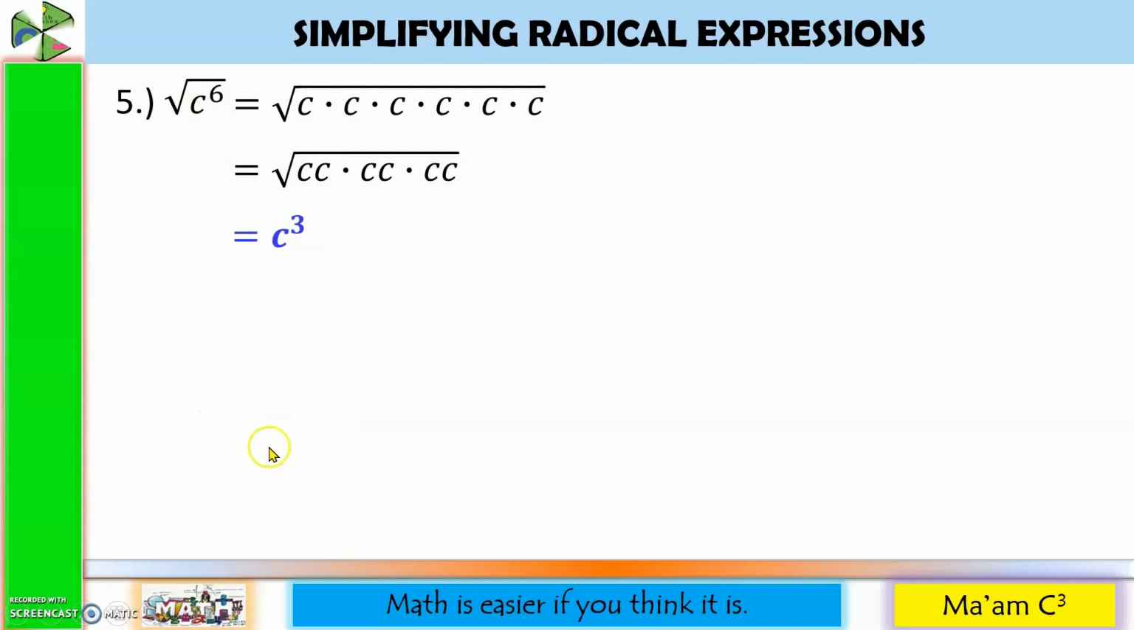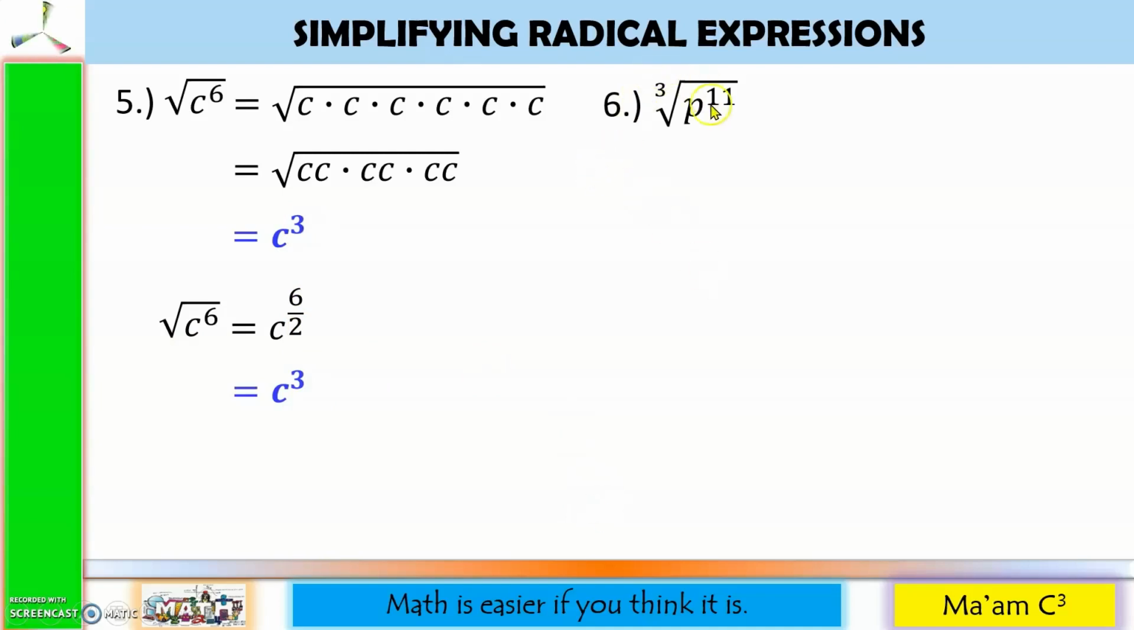There's another way of solving this. Let us convert this into exponential form. Since the index here is 2, that will be the denominator of the exponent. So this is equal to c raised to 6 over 2. And 6 divided by 2 is 3. So we have c cubed. Same answer.